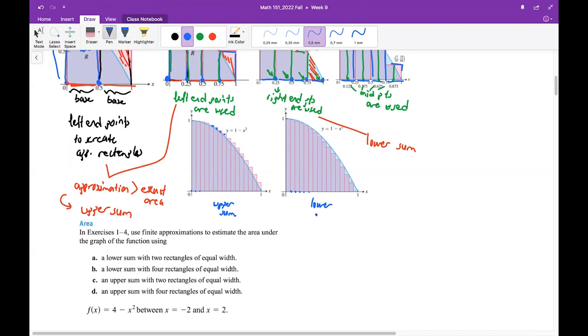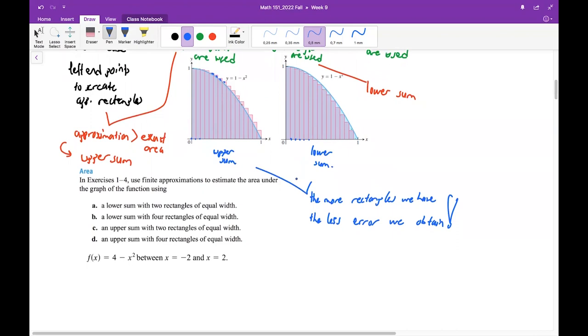But we need to notice that the more rectangles we have, the less error we obtain, right? If you increase the number of rectangles, the error term will decrease, obviously. Okay, this is it. This is the first important observation. Okay, let's move on now.